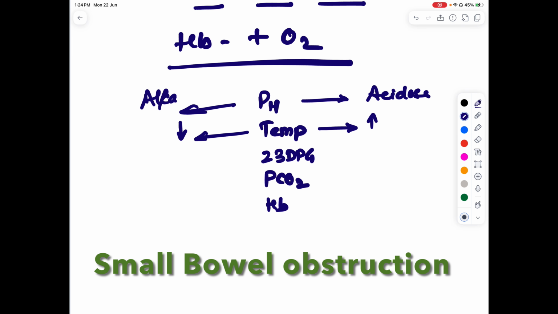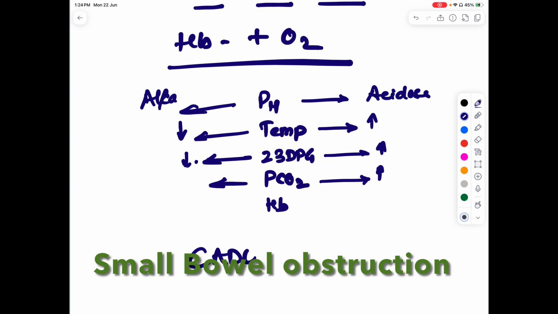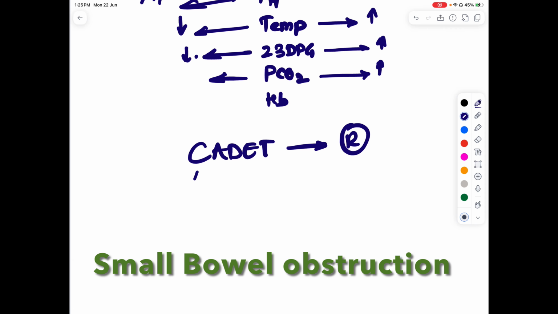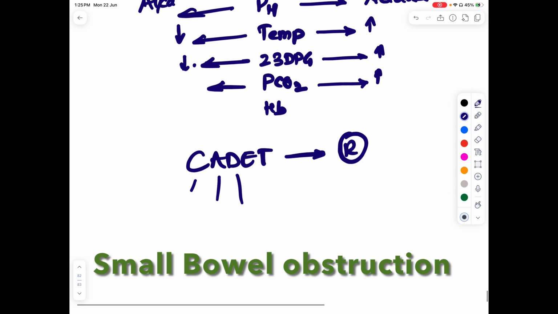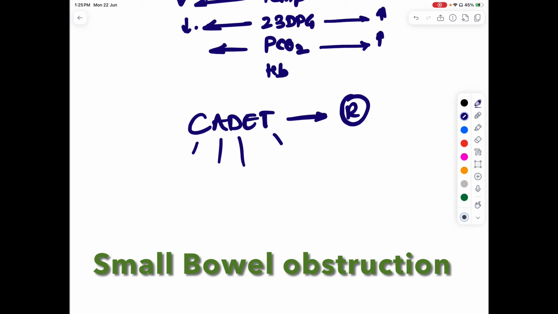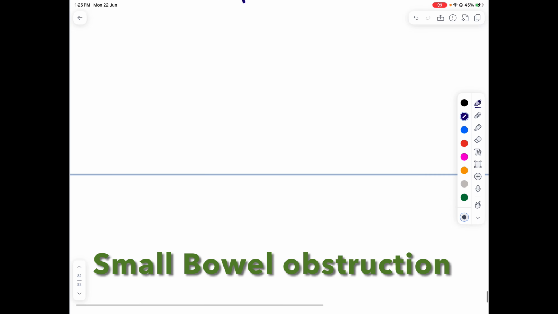2,3 DPG increase shifts to the right. PCO2 increase shifts to the right, decrease shifts to the left. So remember CADET right. What is CADET? C is CO2, acidosis, 2,3 DPG, exercise and temperature. Now he has regained consciousness. The patient has become conscious instead of confused. What will be the next? Patient assessment, decide the plan: patient stable, management plan.